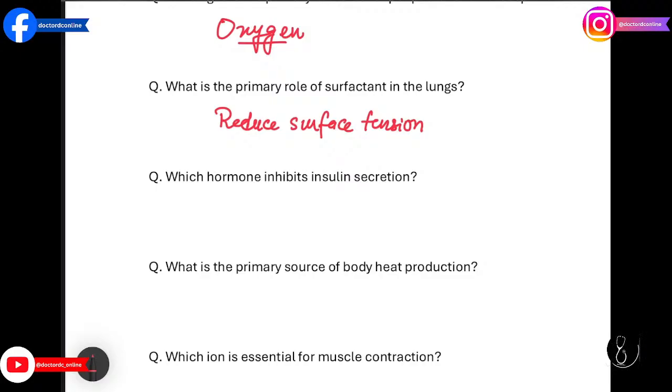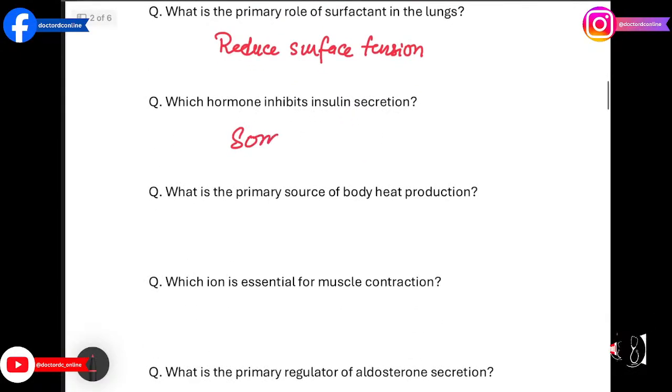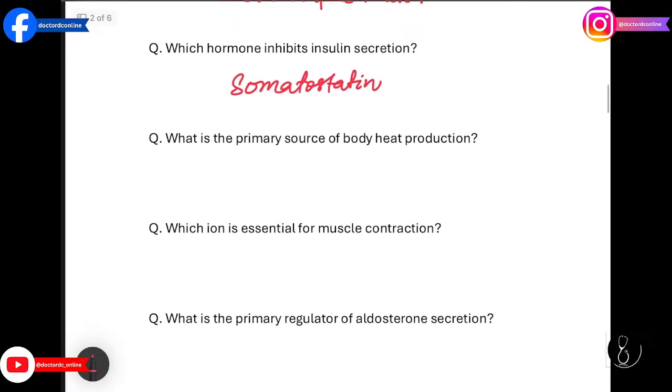The next question is, which hormone inhibits insulin secretion? And the answer is somatostatin. It regulates pancreatic hormone release, including insulin suppression.